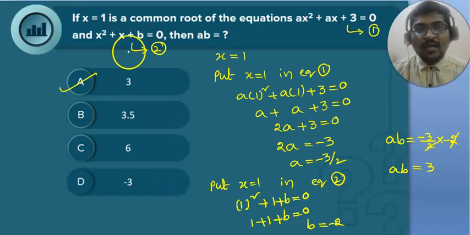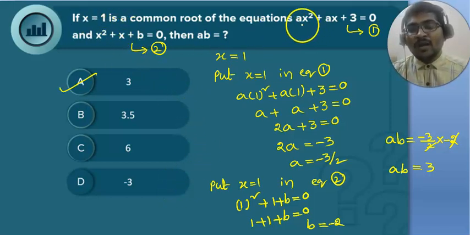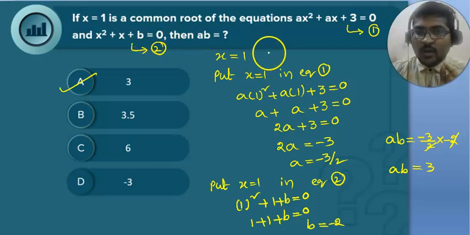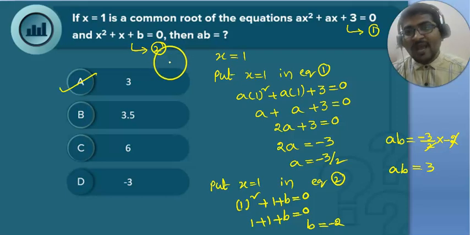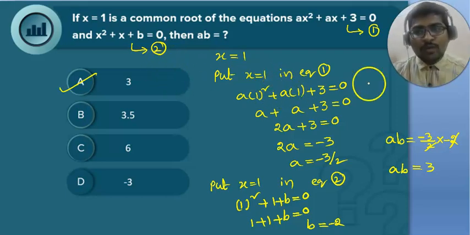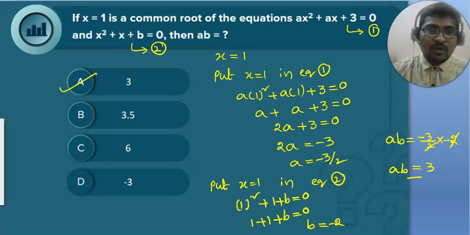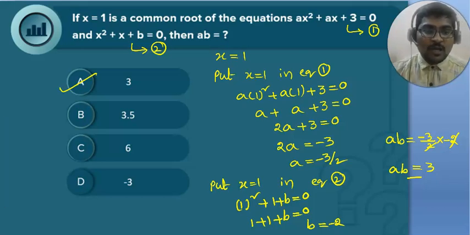We can conclude here, put x is equal to 1 in these two quadratic equations. First calculate A value and then next calculate B value. Then multiply those two values. We get final result as 3, my dear students. So option A is the right answer.